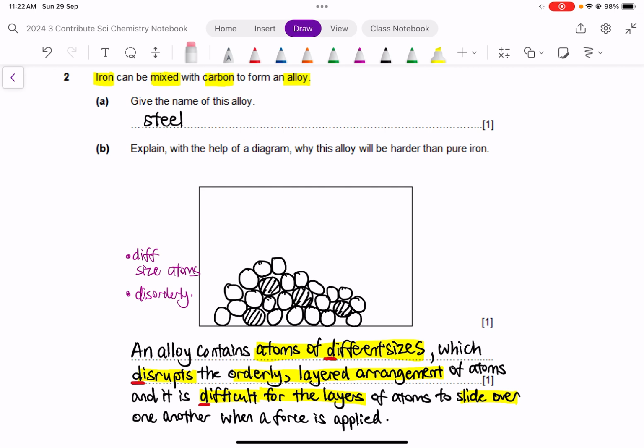And steel is preferred, it's more useful because steel is an alloy. Alloys are harder and stronger than the pure metal because of this reason shown in 2b. So now moving on to question number 3.